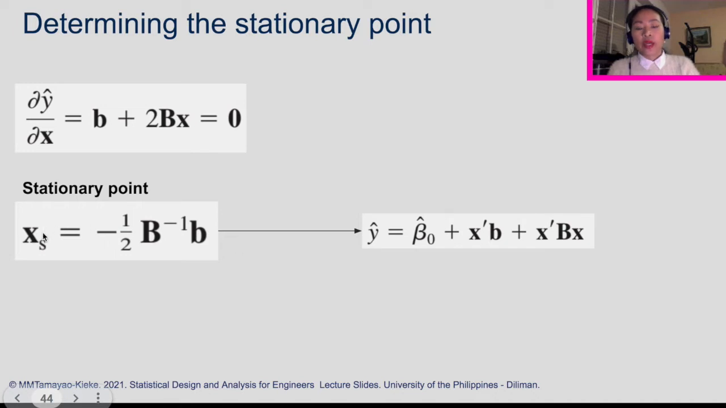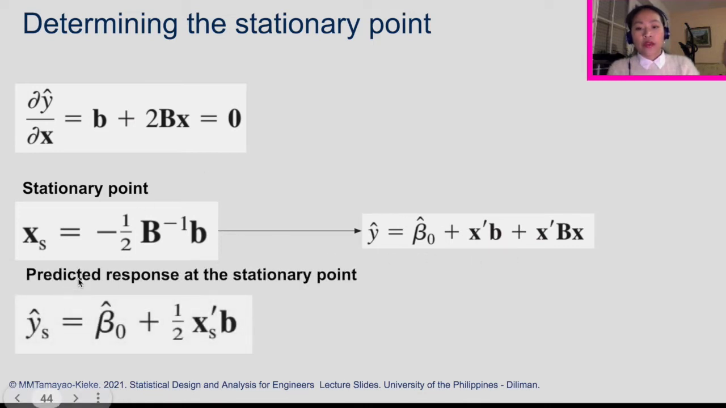And now we substitute this expression in this equation. By doing that, we could get the equation in order to predict the response at the stationary point. So y hat s is equal to beta naught hat plus 1/2 x prime s b.